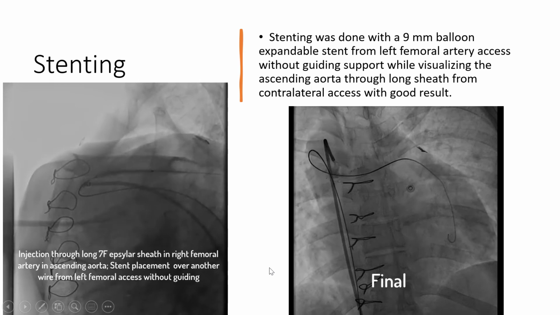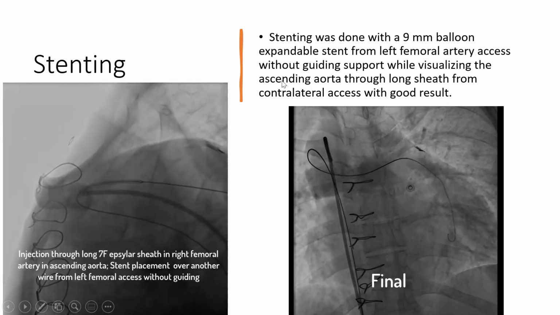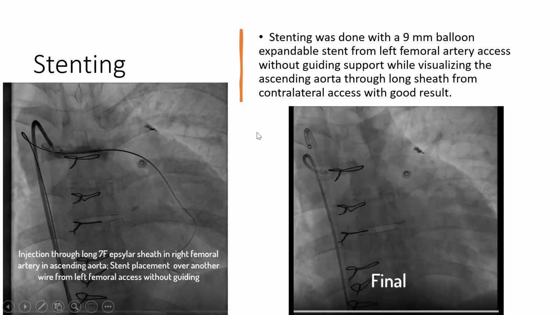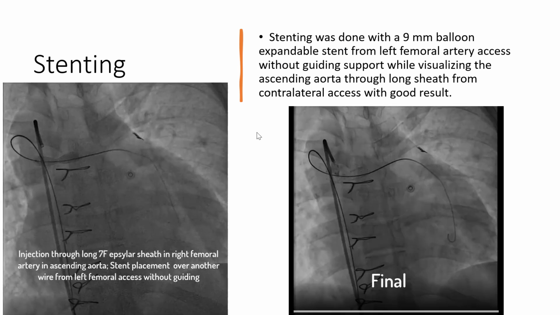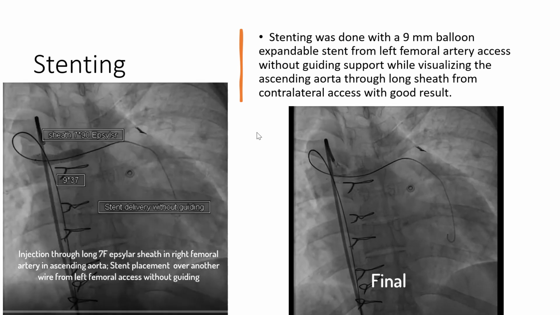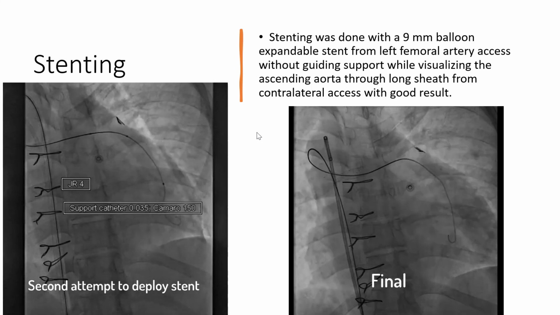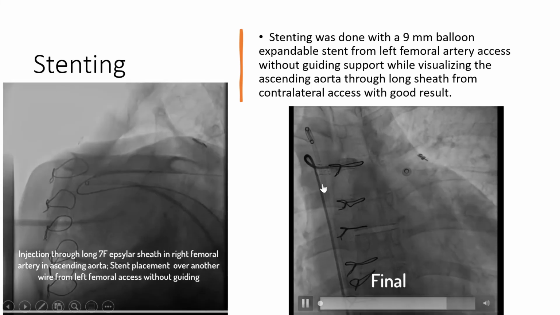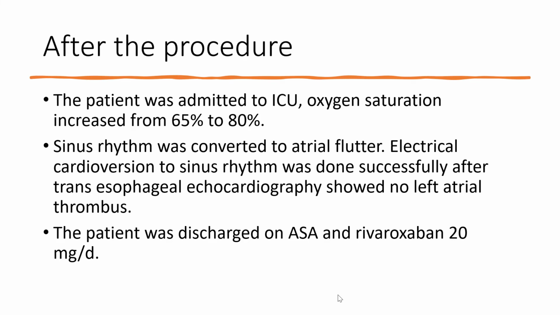A second attempt to deploy a stent was done with a 9 mm balloon expandable stent from left femoral artery access without guiding support, while visualizing the ascending aorta through a long sheath from contralateral access, with good result. The patient was admitted to intensive care unit. Oxygen saturation increased from 65% to 80%. Sinus rhythm was converted to atrial flutter. Electrical cardioversion to sinus rhythm was done successfully after transesophageal echocardiography showed no LA thrombus. The patient was discharged on aspirin and rivaroxaban.